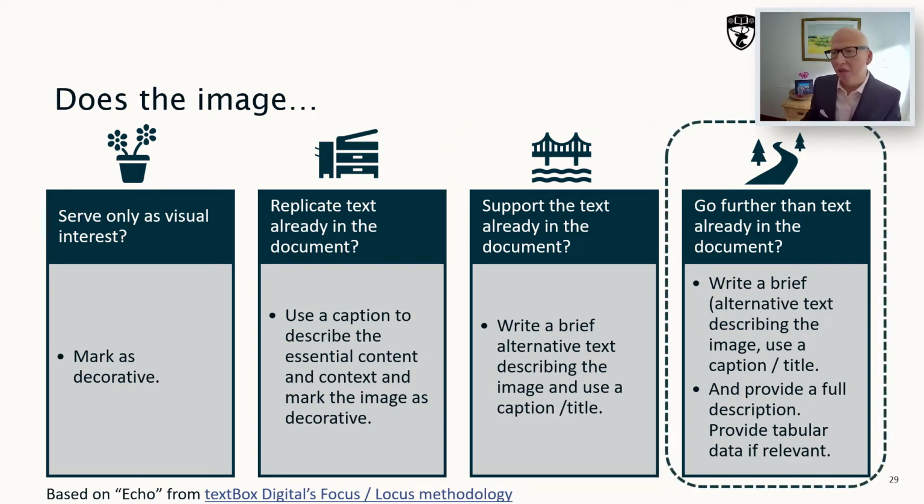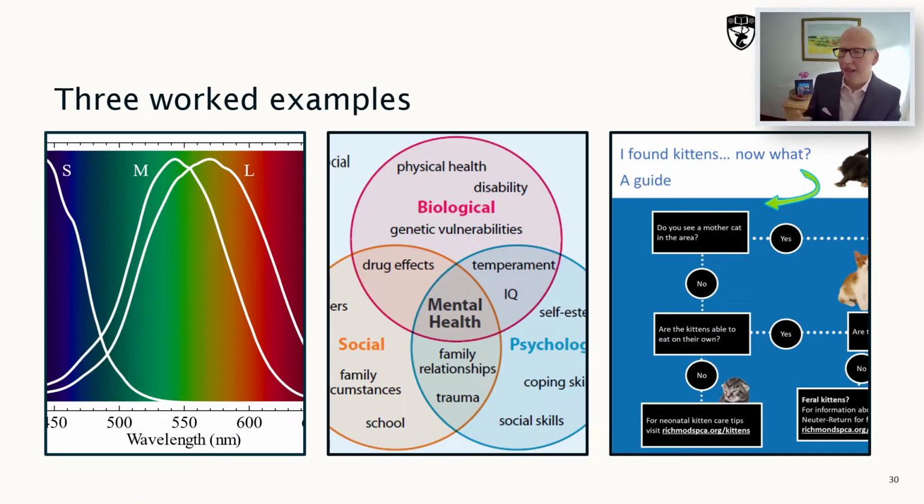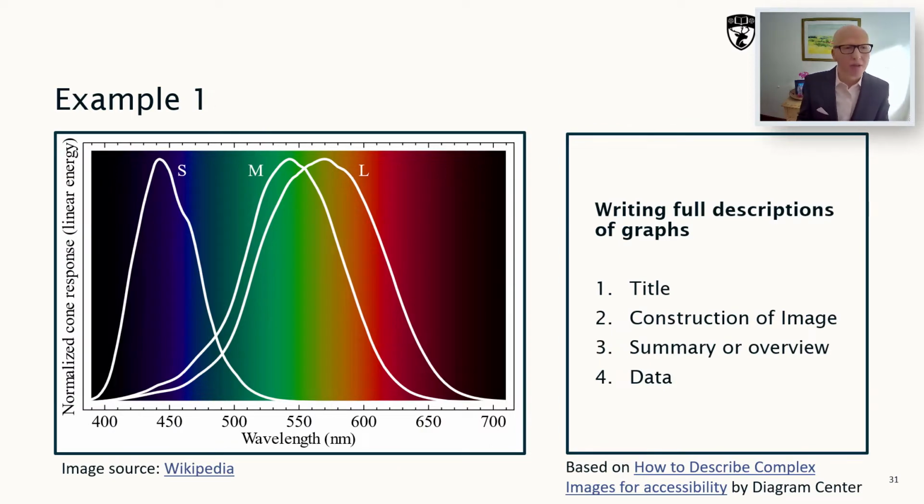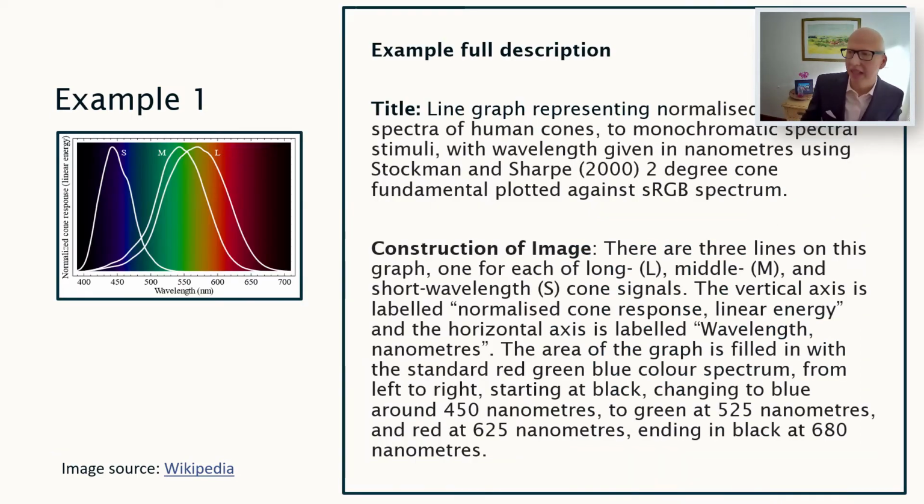But does the graph or chart go further than text already in the document? Then, as well as having a brief alternative text, caption and title, we need to write a full description and provide the tabular data if relevant. And then I went through 3 worked examples to show it, starting with this graph, which is about how the cones in our eyes detect different shades of colour. So the breakdown of how you would approach that is coming up with the title, construction of the image, summary or overview, and then providing the data.